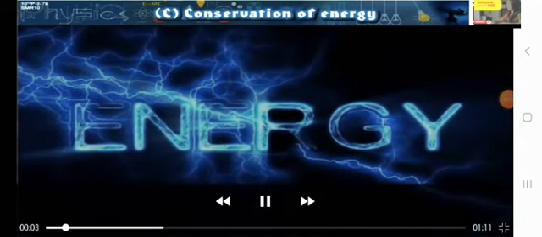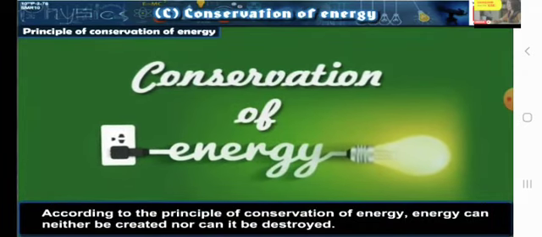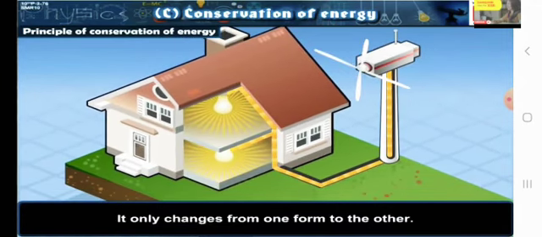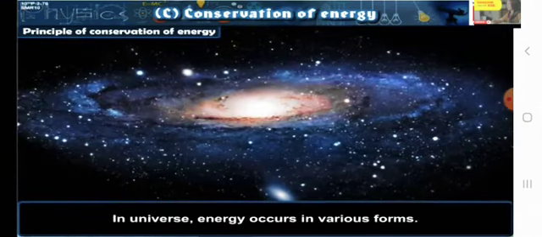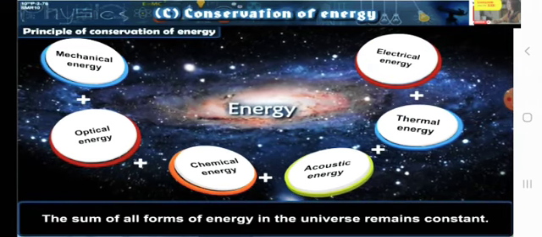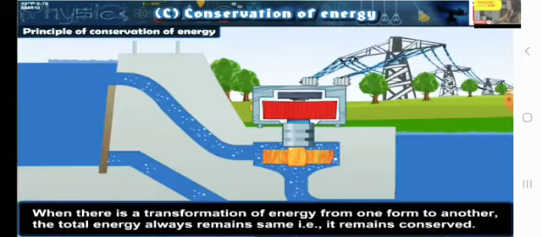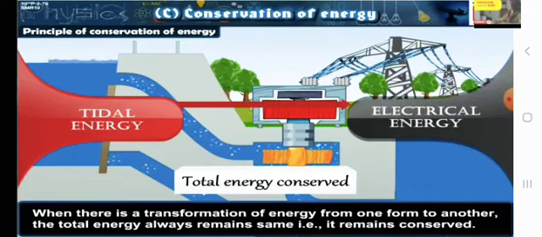C. Conservation of energy. Principle of conservation of energy. According to the principle of conservation of energy, energy can neither be created nor can it be destroyed. It only changes from one form to the other. In the universe, energy occurs in various forms. The sum of all forms of energy in the universe remains constant. When there is a transformation of energy from one form to another, the total energy always remains the same.